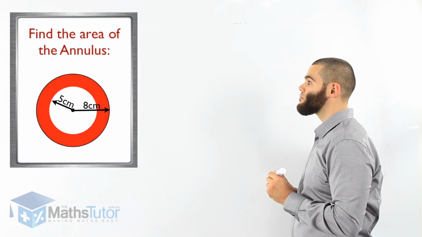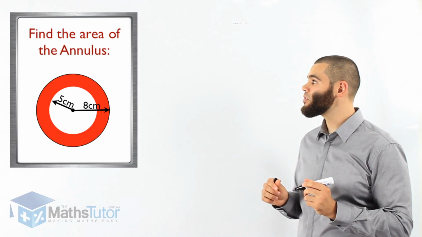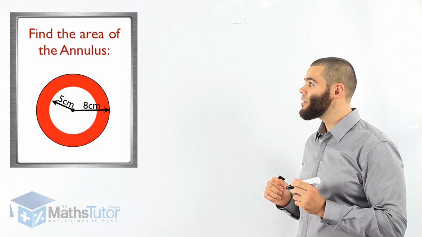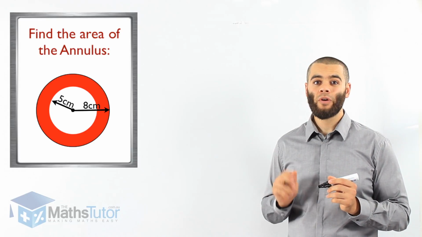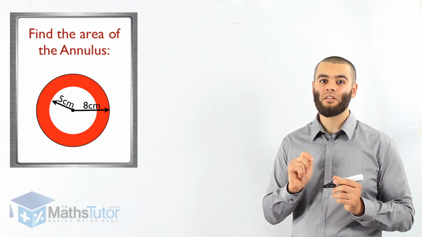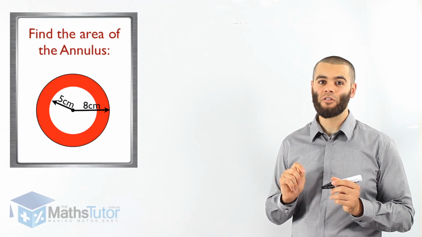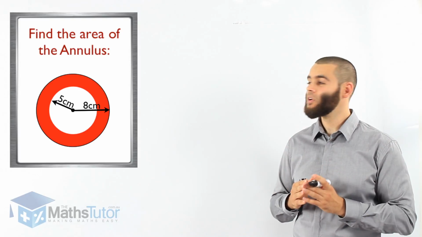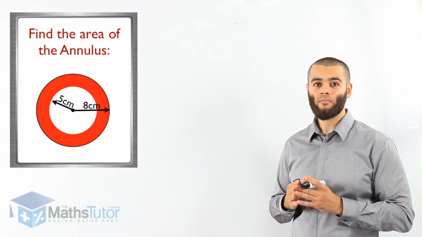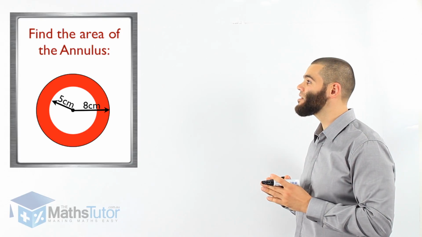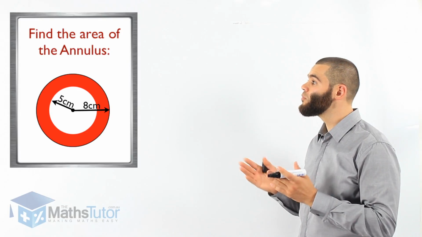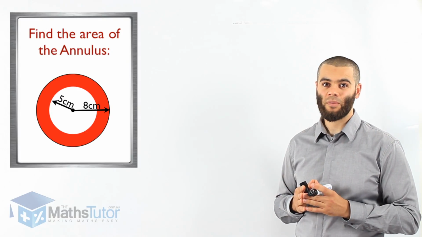In the first example, we would like to find the area shaded in red. We can tell that we have two radii. A radii is one radius. It's the single form for radius. Radii is more than one, plural. We have the radii for the large circle, which is 8 centimeters, and the radii for the small circle, 5 centimeters.